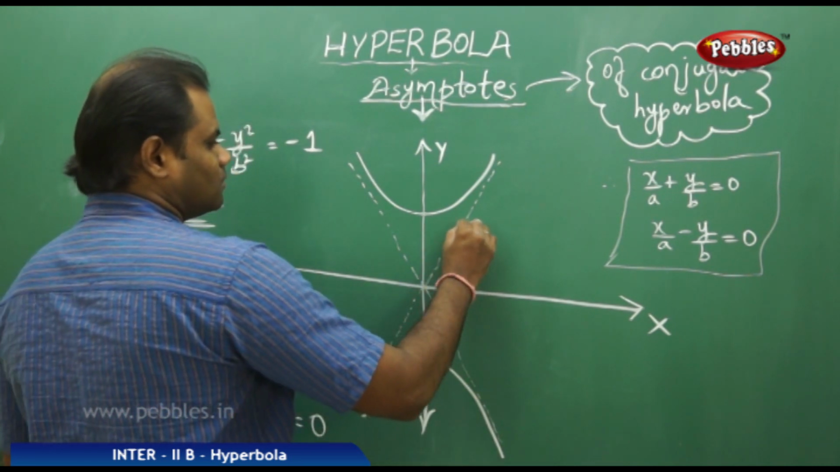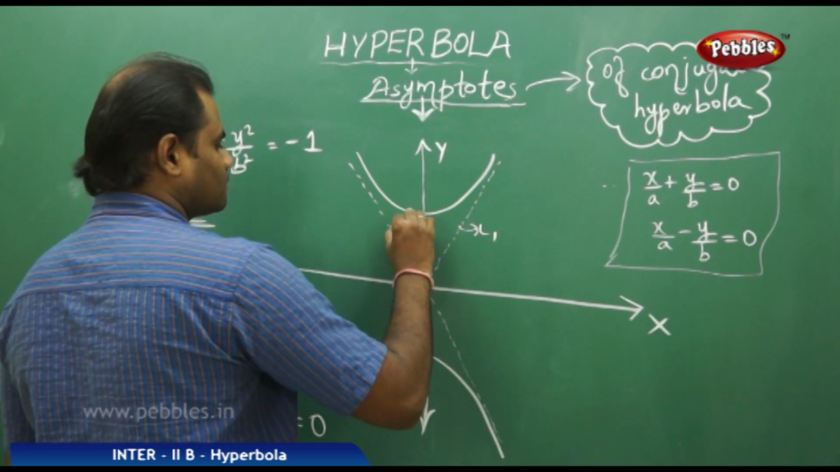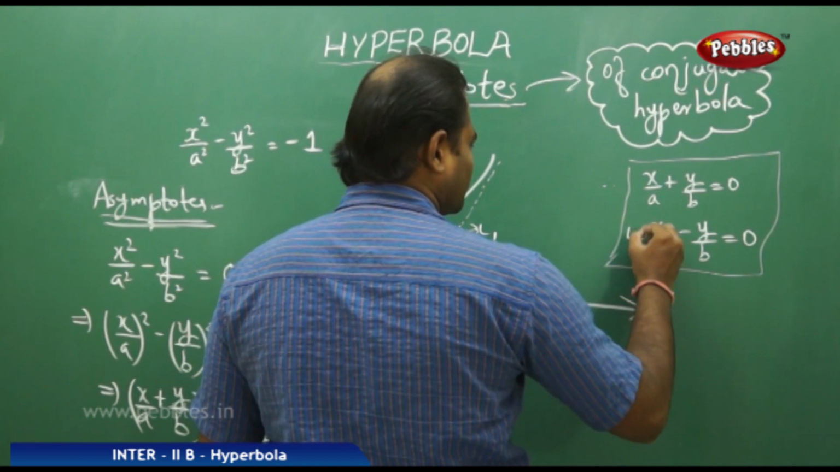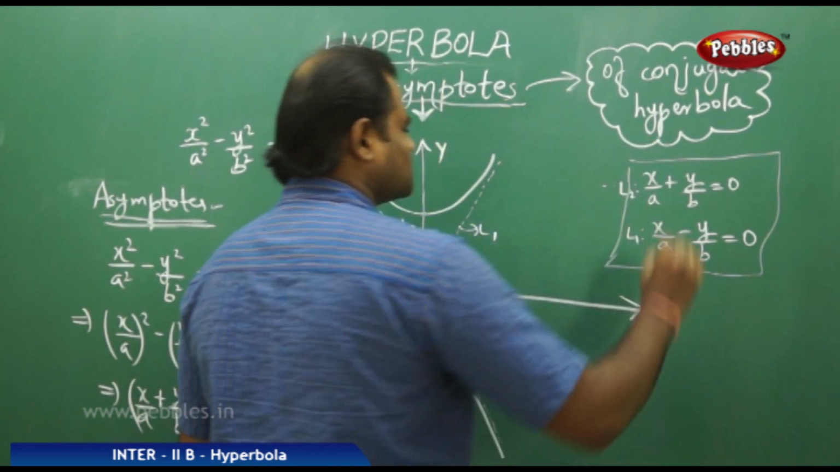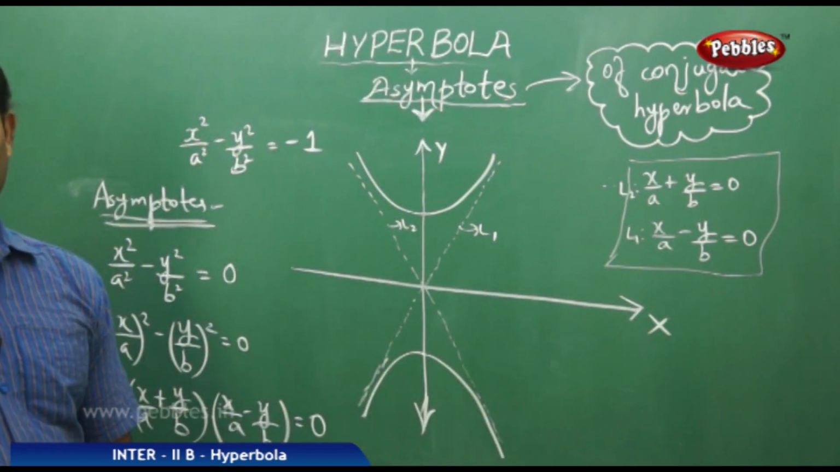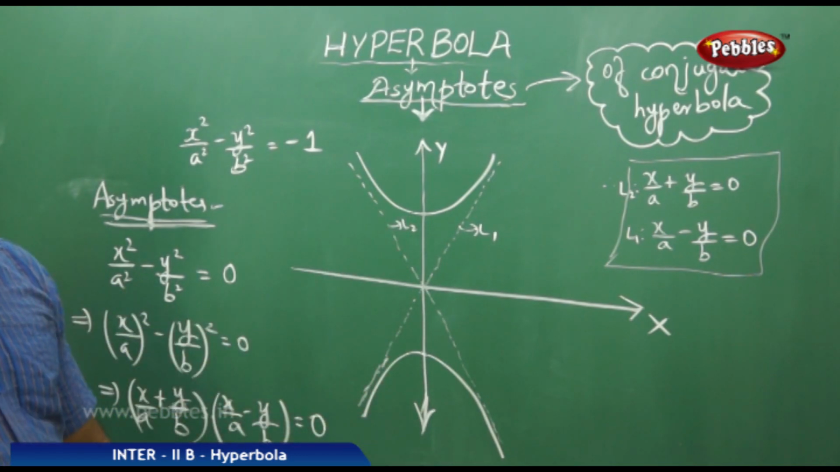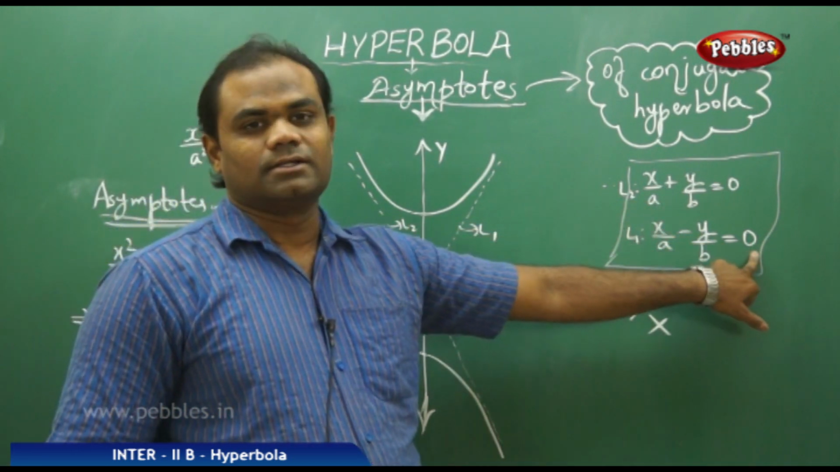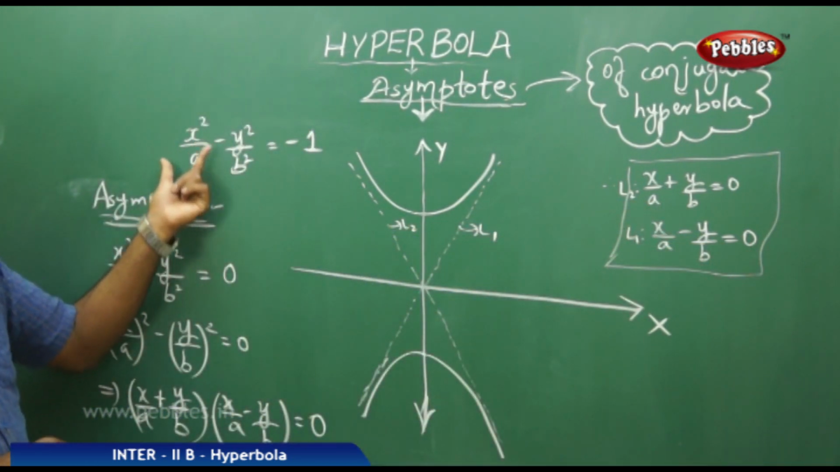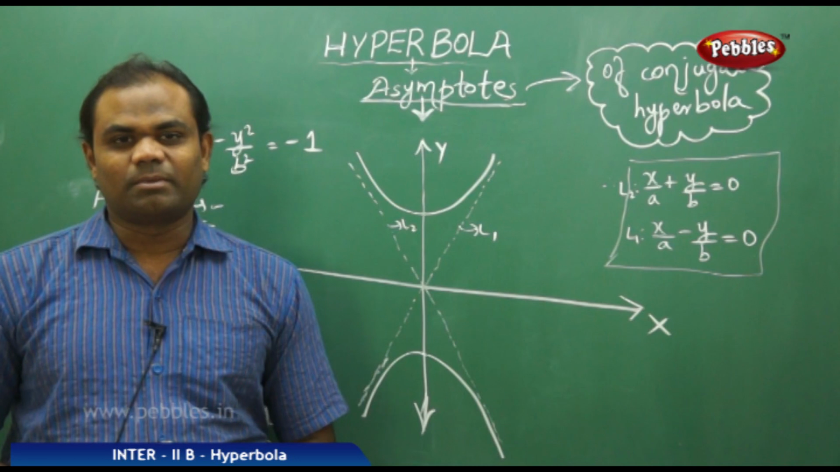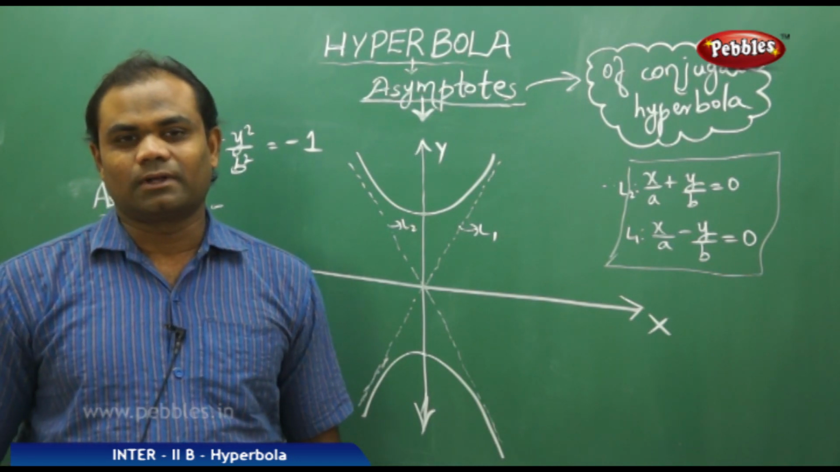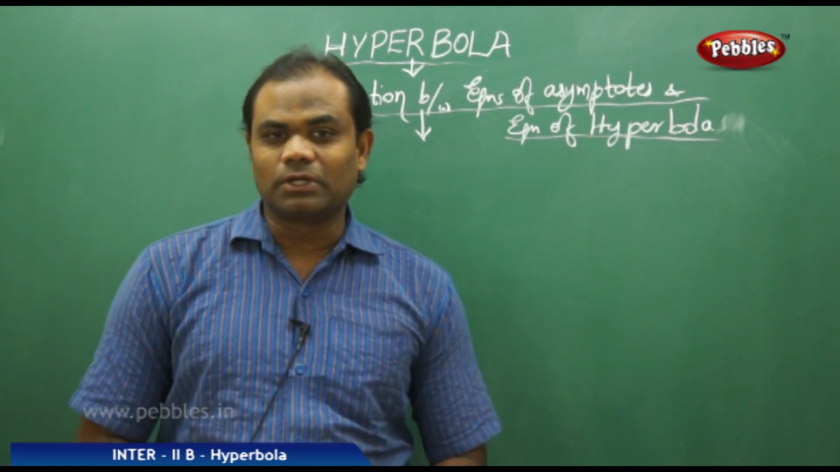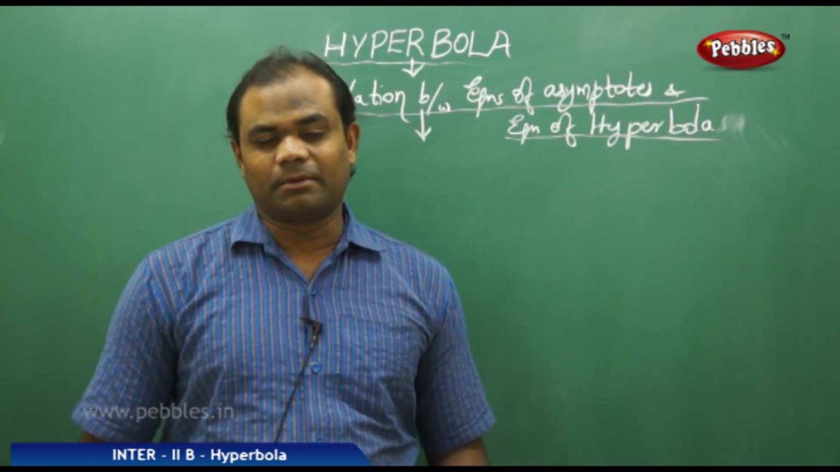This is how we get L1 and L2. This is given by L1 and this is given by L2. This is how we get the asymptotes for the hyperbola, given by this and this. For the conjugate hyperbola, x squared by a squared minus y squared by b squared equals minus 1. Now let's see the relation between equations of asymptotes and equation of the hyperbola.